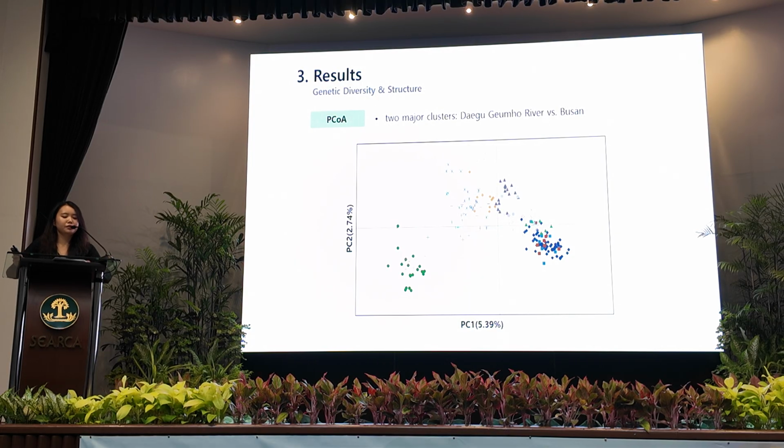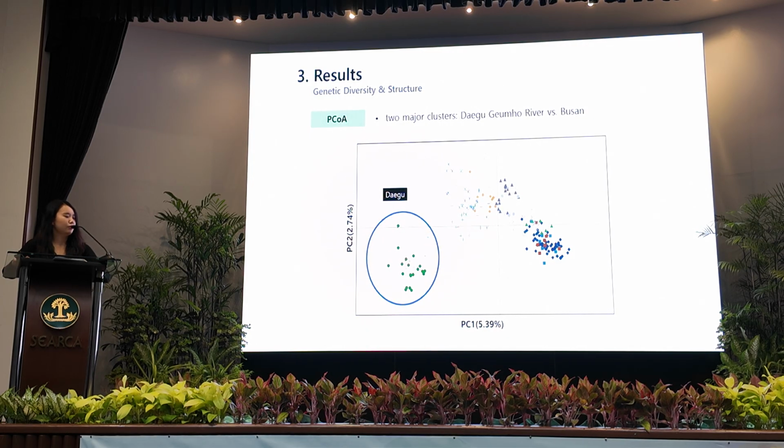I plotted the first two principal components, PC1 and PC2, which explain about 5% and 3% of the total variance. In the plot, you can see two major clusters, Daegu and Busan, separated mostly along the PC1 axis.